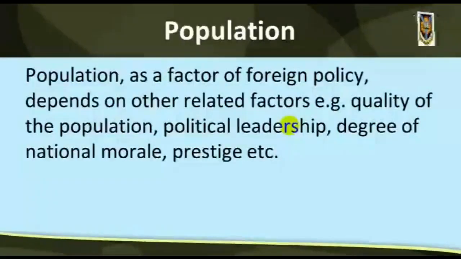Reflection. Population as a factor of foreign policy depends on other related factors. Examples are quality of population, political leadership, degree of national morale, prestige, etc. The staggering population of the Arab nations could not overwhelm the moral collectivity of Israel, nor could America's might subdue the fighting spirit of the Vietnamese forces.